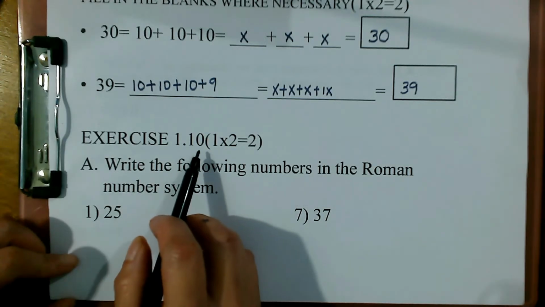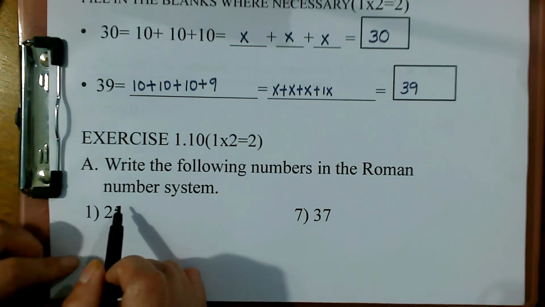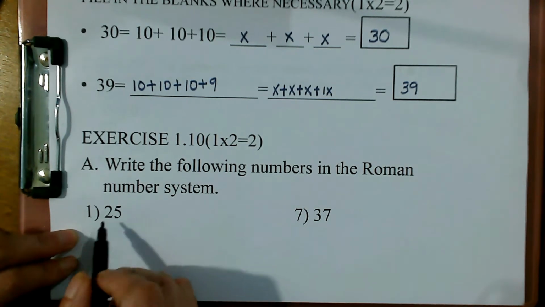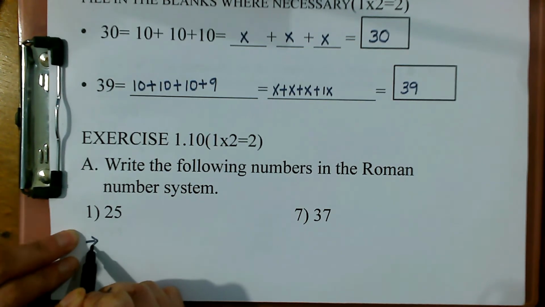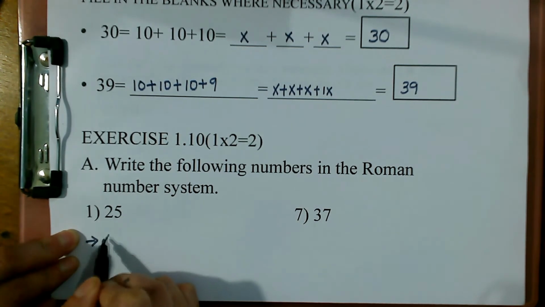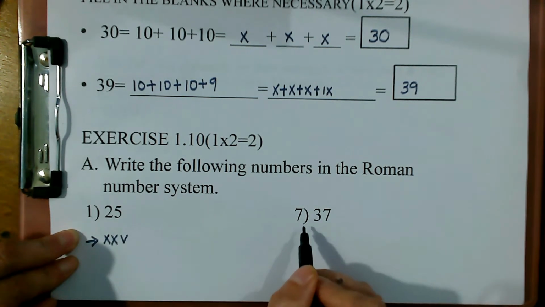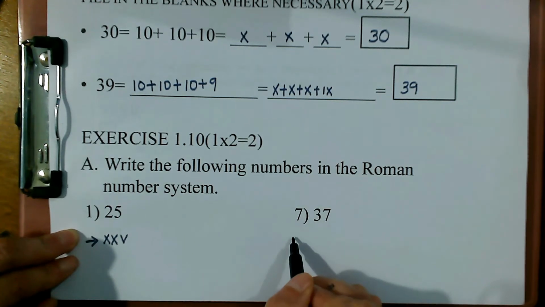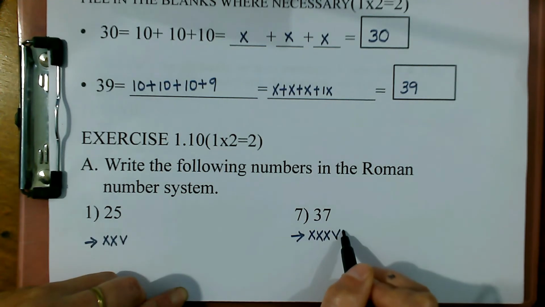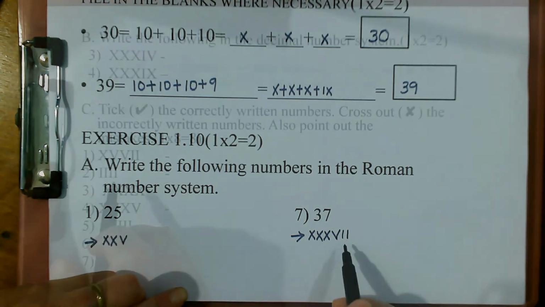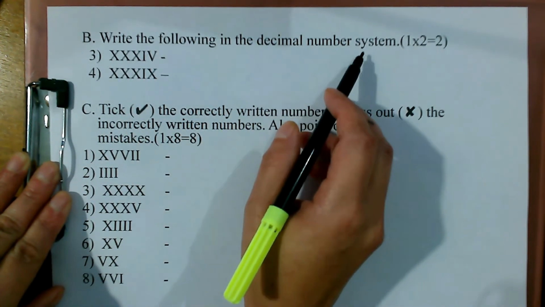And exercise 1.10. A. Write the following numbers in the Roman number system. Question number 1, 25. So how do you write 25? 25 is written as X two times plus V. So this is 25. And question number 7, 37. So how do you write 37? X 3 times and VII. So this is 37.